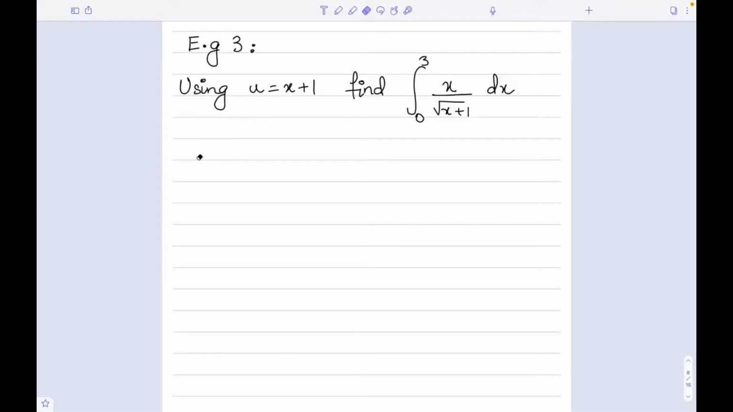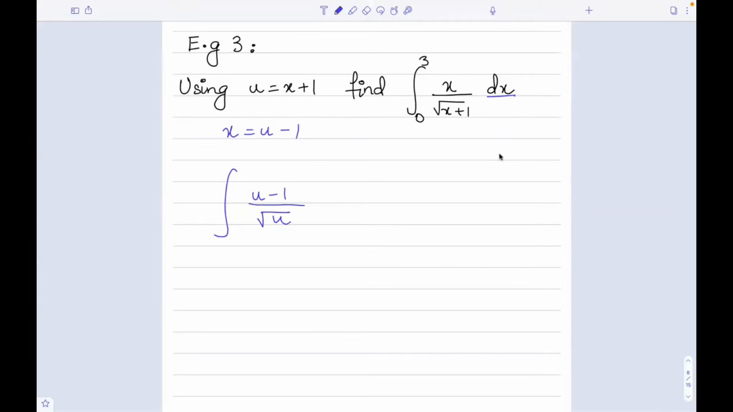Now let's have a look at an integration by substitution question where we have limits. So the first step we always do is we substitute the variable by the other variable. In this case, the variable is u. So x becomes u minus 1. So in place of x, we can put u minus 1, divided by square root of x plus 1, which will become square root of u.